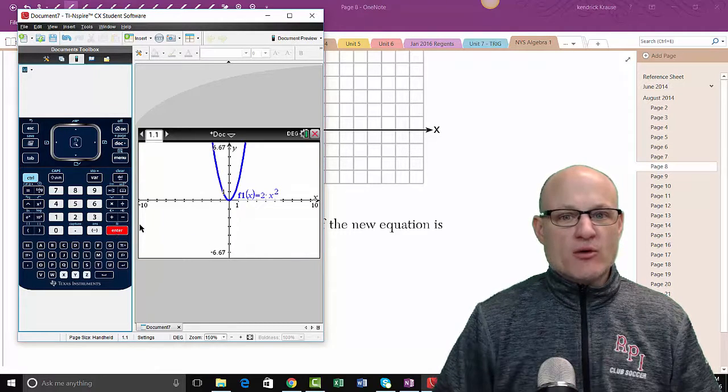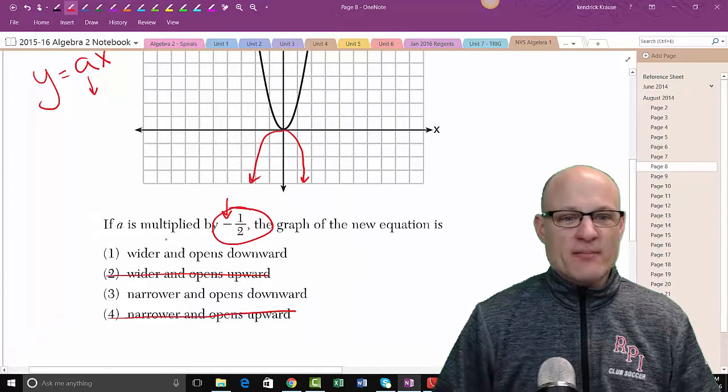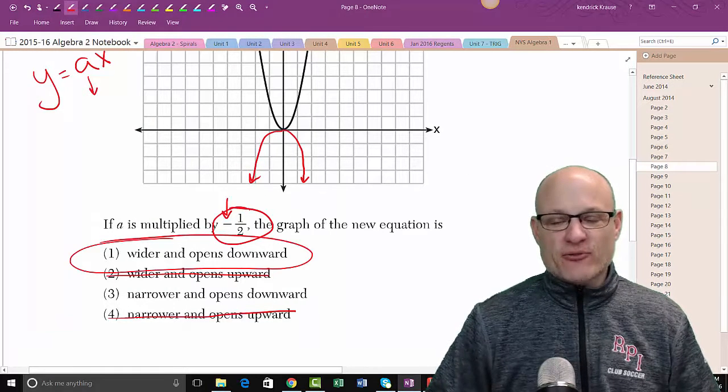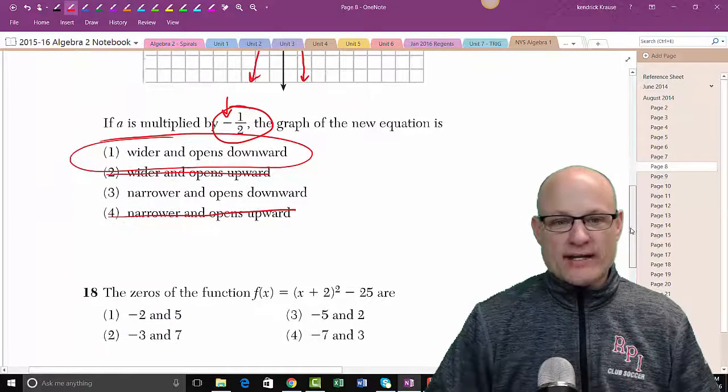Notice it's narrower, but we put a half in front, so that makes it wider. A fraction in front that's less than 1 would make it wider.